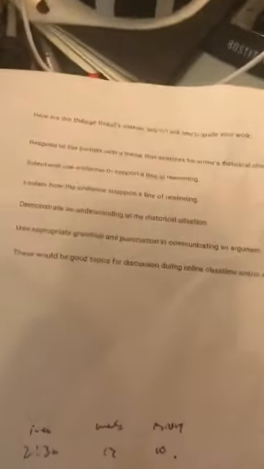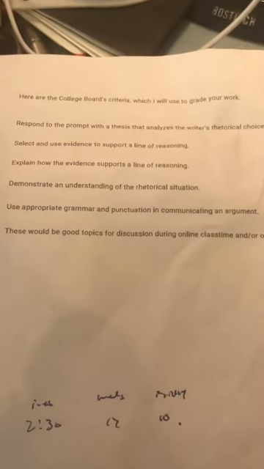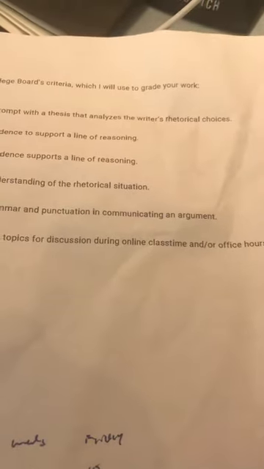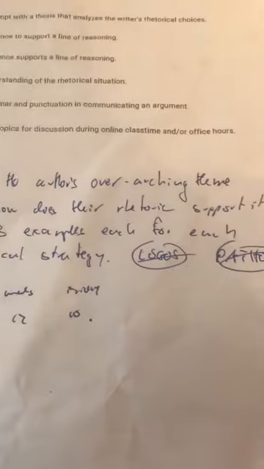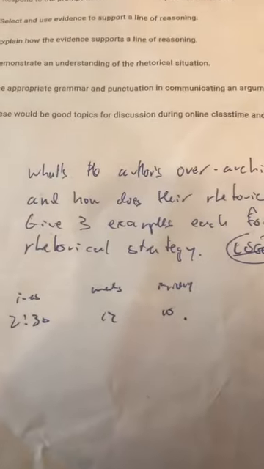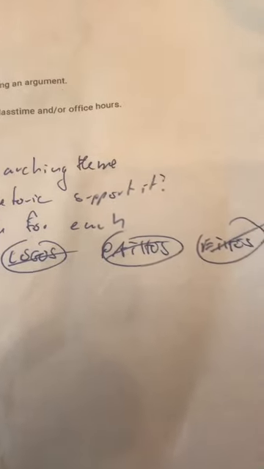I mean, how to do the AP ENG LANG rhetorical analysis thing, which we ought to get to work on, don't you think? Focus. Focus, that's right. So how do we do this thing again? Oh, yeah, right. Respond to the prompt with a thesis that analyzes the writer's rhetorical choices. There is no prompt? No problem. Just always do this. Think about what is the author's overarching theme and how does their rhetoric support it. Give 3 examples for each rhetorical strategy, and don't go too heavy on the logos, pathos, or ethos.